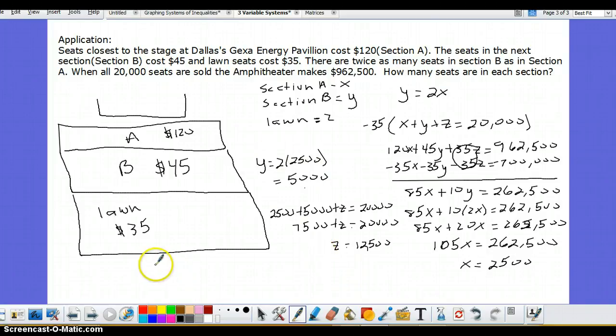So section A was 2,500, B was 5,000, and the lawn was 12,500. Alright, so those are the answers there.